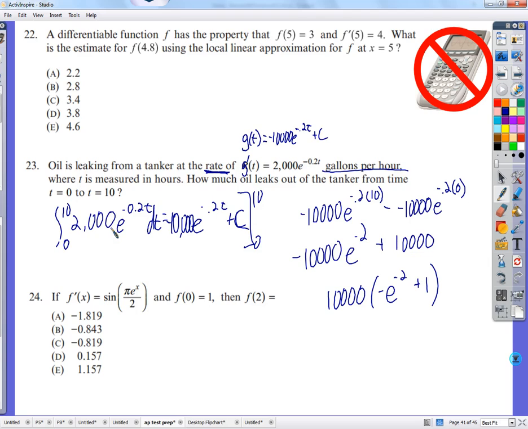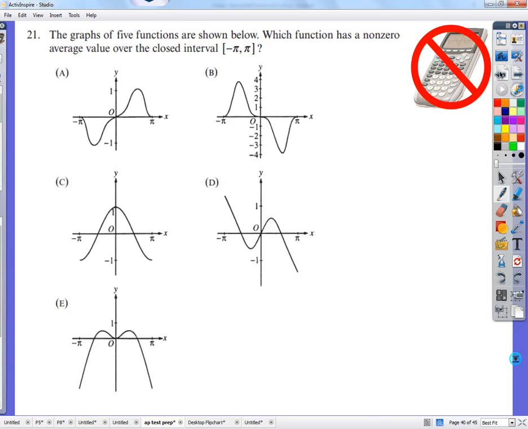What's another one that somebody did that they felt like was pretty straightforward? 21. Okay. So the graphs of five functions are shown, which has a non-zero average value.